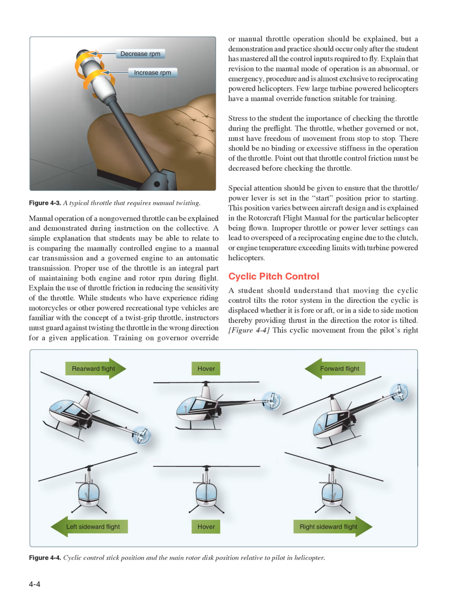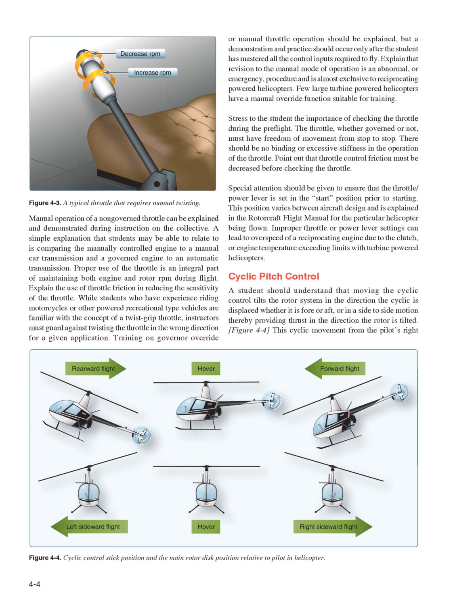Manual operation of a non-governed throttle can be explained and demonstrated during instruction on the collective. A simple explanation that students may be able to relate to is comparing the manually controlled engine to a manual car transmission and a governed engine to an automatic transmission. Proper use of the throttle is an integral part of maintaining both engine and rotor RPM during flight. Explain the use of throttle friction in reducing the sensitivity of the throttle. While students who have experience riding motorcycles or other powered recreational type vehicles are familiar with the concept of a twist grip throttle, instructors must guard against twisting the throttle in the wrong direction for a given application.